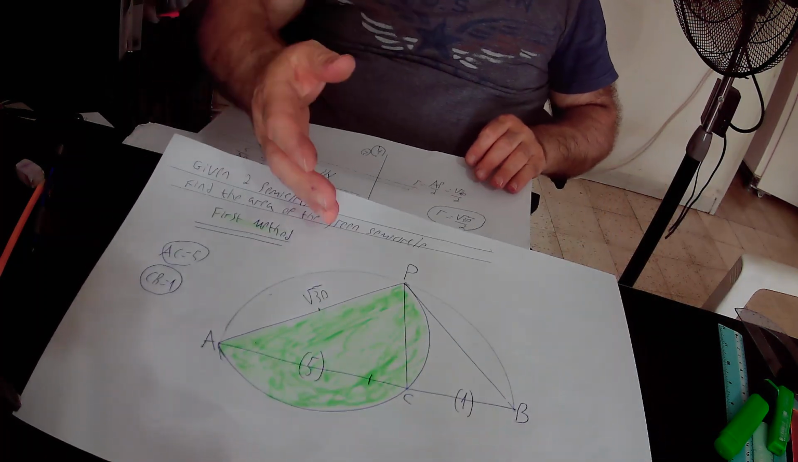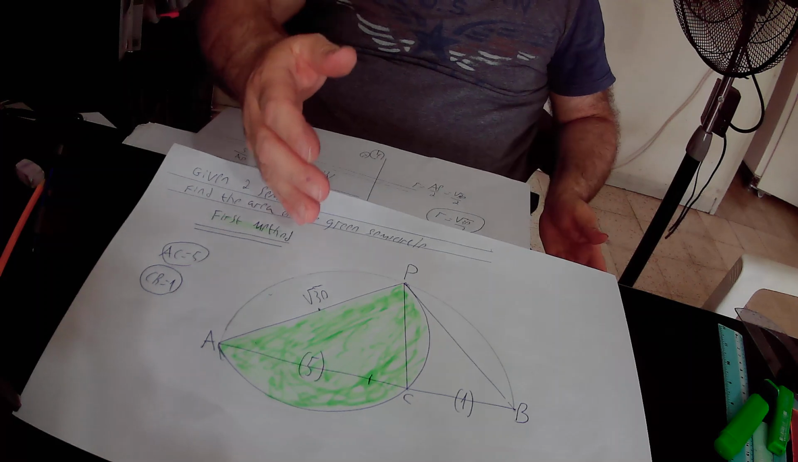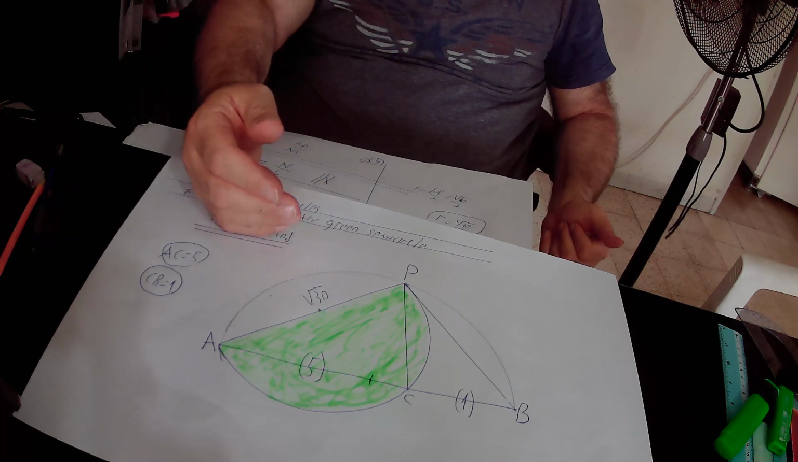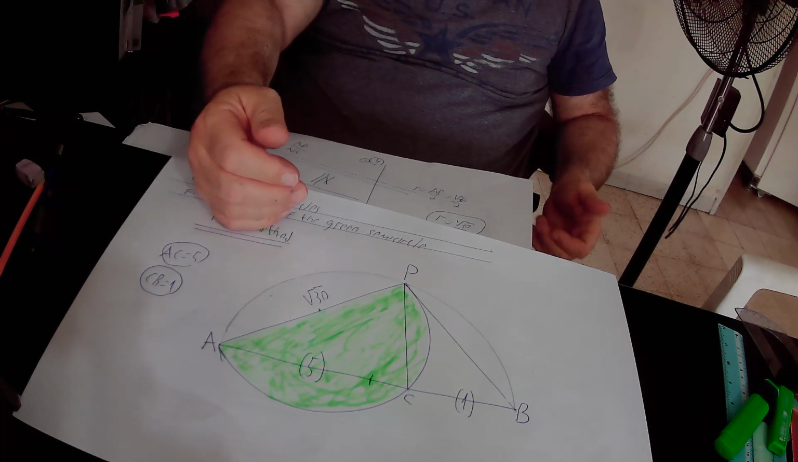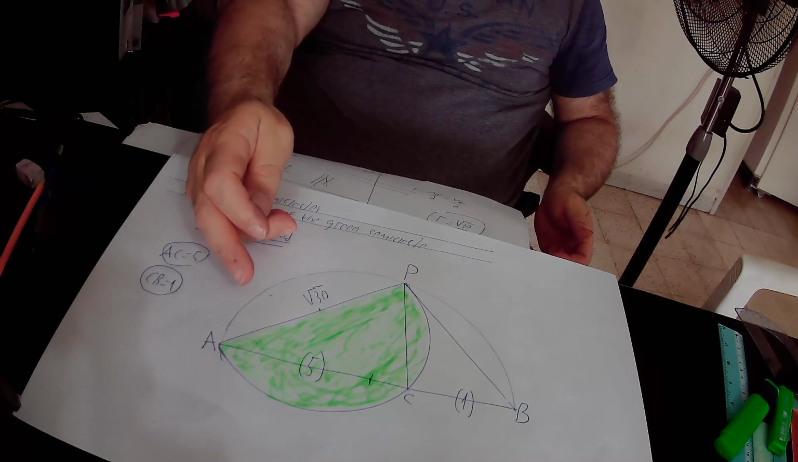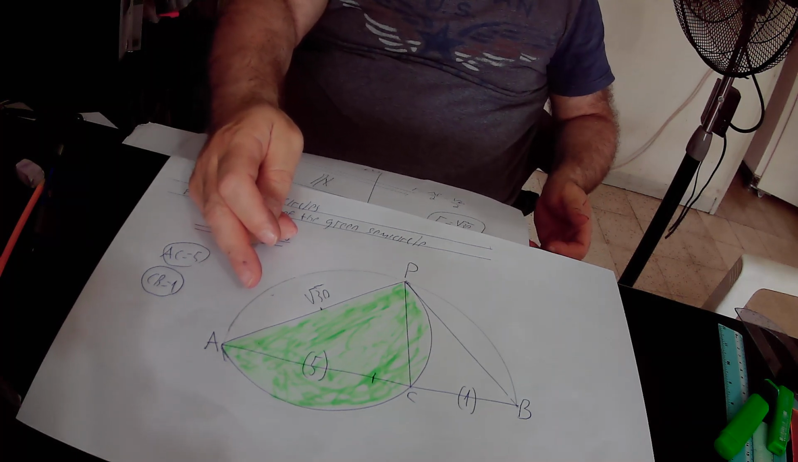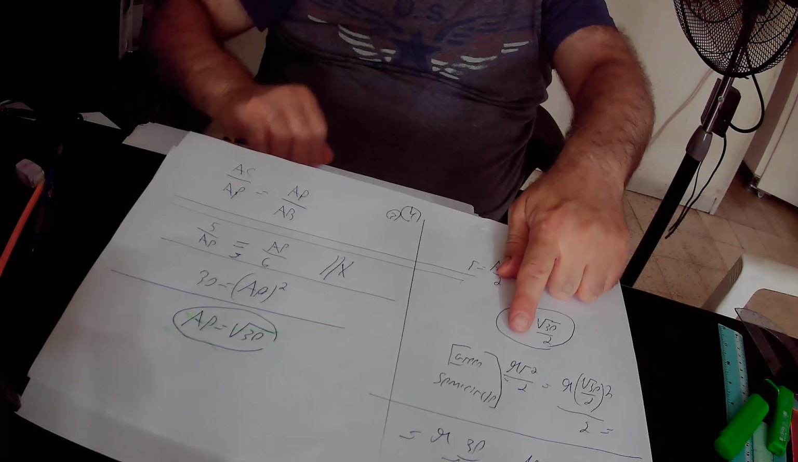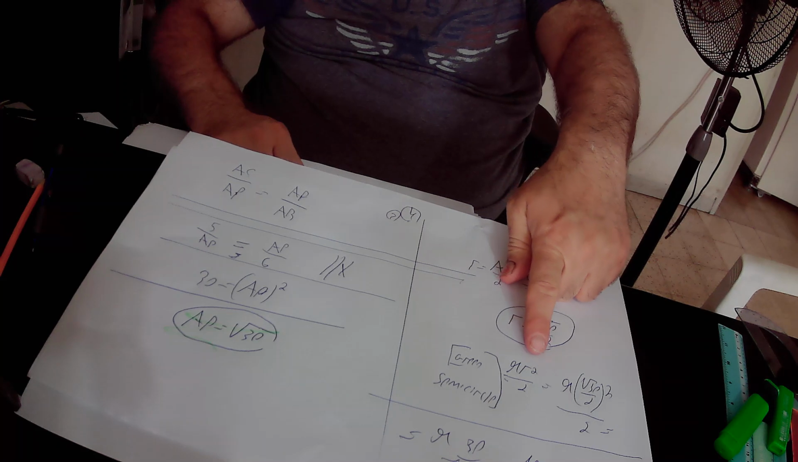We know that the area of any circle is pi r squared, and therefore the area of this green semicircle must be equal to pi r squared over 2. Okay, so the area of the green semicircle must be equal to pi r squared over 2.